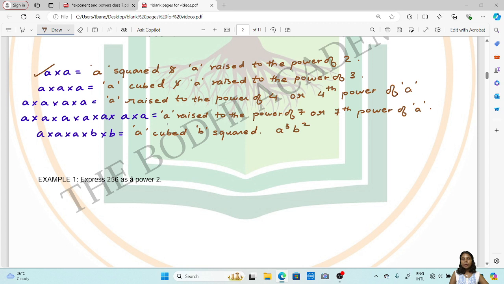Similarly, we have a multiplied 4 times. A raised to the power of 4, or we can even say fourth power of a. Then here we can say again a raised to the power of 7, or 7th power of a. Then now here see, there are two different alphabets. First a is multiplied thrice, and then b is multiplied twice. In this case what we'll get will be a cubed and b squared. So a cubed and it is b squared.